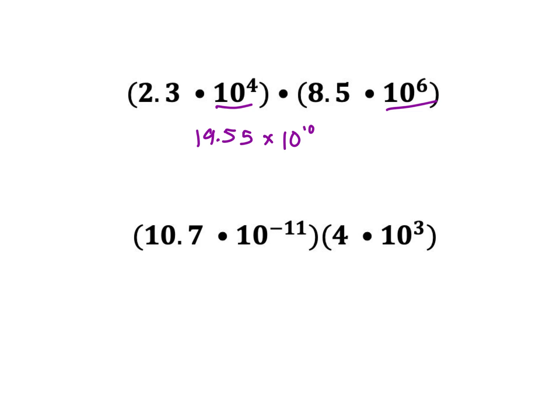Okay, and the next one, 10.7 times 4 gives me 42.8. And then times 10. This one's a little bit tricky because I've got a negative and I've got a positive. But when we add those exponents, I'm still at a negative 8. Times 10 to the negative 8th. Okay. Now, I know you'd say, wait, that needs to be on the bottom of the fraction, right? When we're doing scientific notation, we don't have a top and a bottom of a fraction. We actually do use negative exponents.